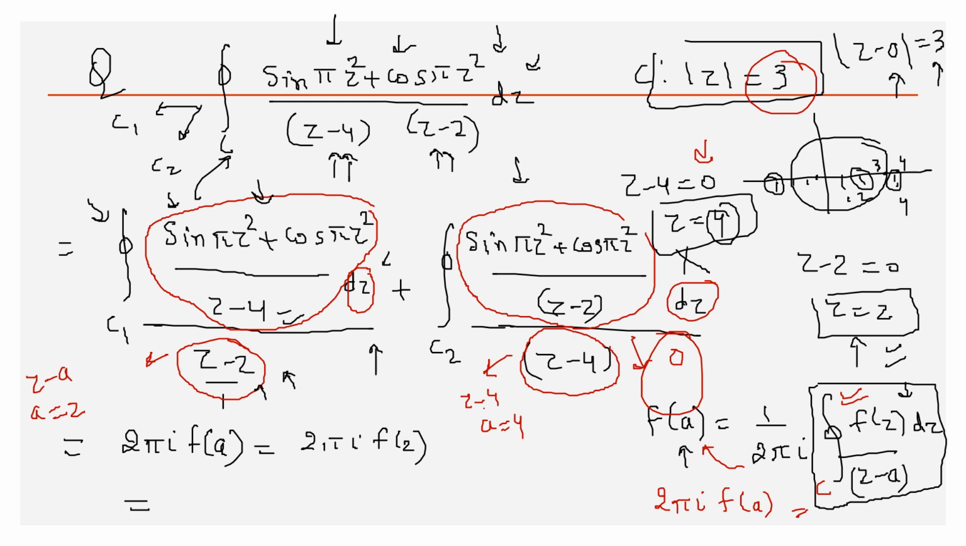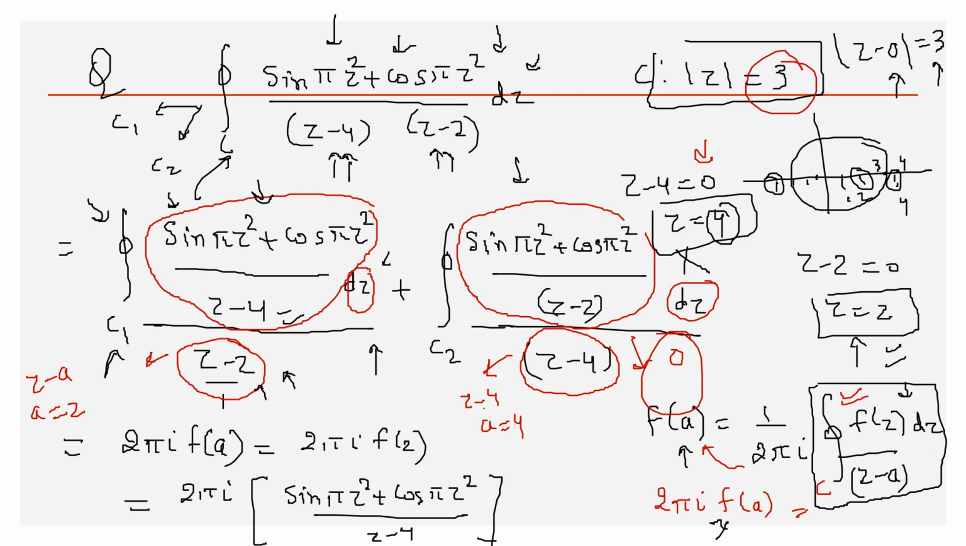That means it will be 2 pi iota, f(z) for C1 is sine pi z square plus cos pi z square divided by z minus 4. Only f(z) has to be taken. Okay, only the function has to be taken and instead of z you have to put a as 2. This is the question. This is how we can use Cauchy's integral formula.